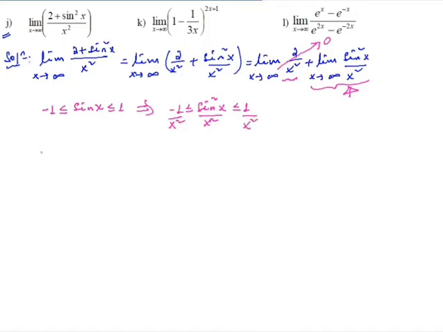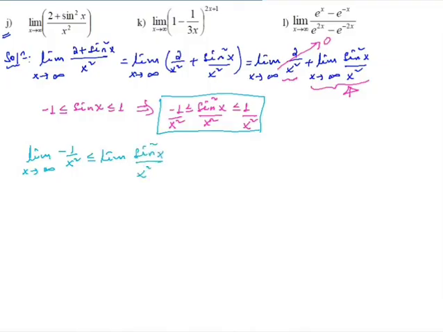Now we can take the squeezing theorem. By the squeezing theorem, we can evaluate the limit of this part. So the limit of minus 1 over x squared as x approaches infinity is less than or equal to the limit of sine square x over x squared as x approaches infinity. This is less than or equal to the limit of 1 over x squared as x approaches infinity.